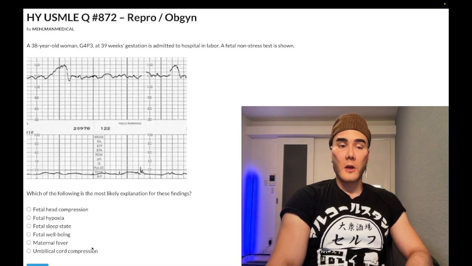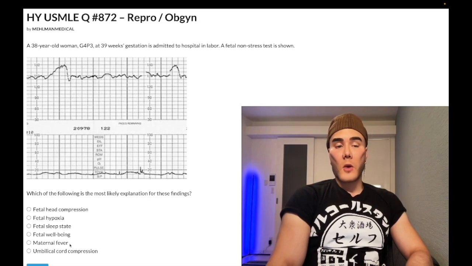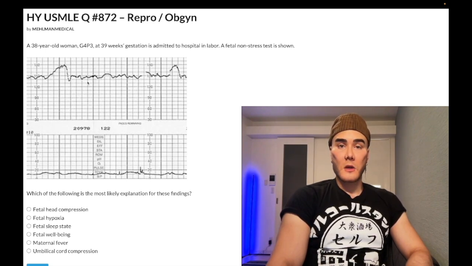Maternal fever, wrong answer. So this can be confused with fetal sleep state. They're going to give you a straight line for the fetal heart rate, okay? But rather than being within the normal range of 110 to 160, they'll give it to you, let's say, at 190. And you're like, oh shit, the heart rate is high, but it's a straight line. That's just maternal fever. Don't know what to tell you. Wrong answer.